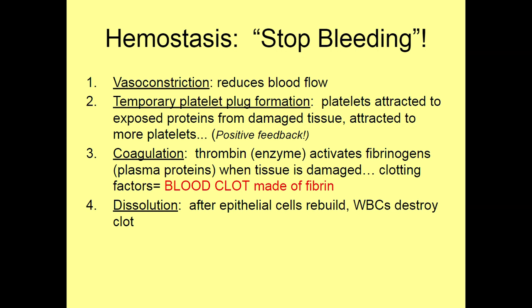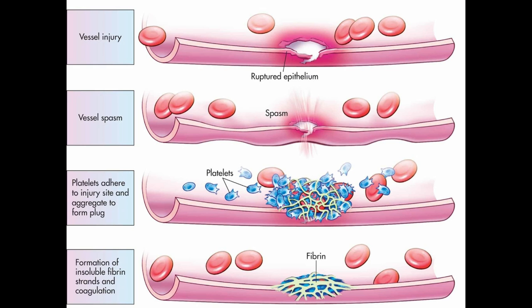Then after a while, once your body started the healing process, after the rebuilding of the cells have happened, white blood cells show up and destroy the clot or dissolve it, basically by eating away at the sides, the outside of the clot, until it's so small it kind of falls off. So here's a picture of the whole process again.